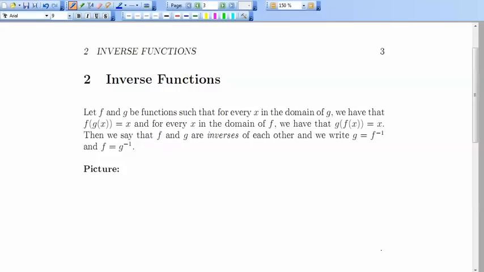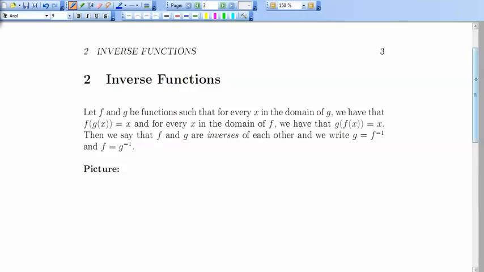Hi, in this video we'll talk about inverse functions. Inverse functions are very important because they help us solve equations. Without them we can't solve any type of equation. Essentially what an inverse function does is that it undoes another function.